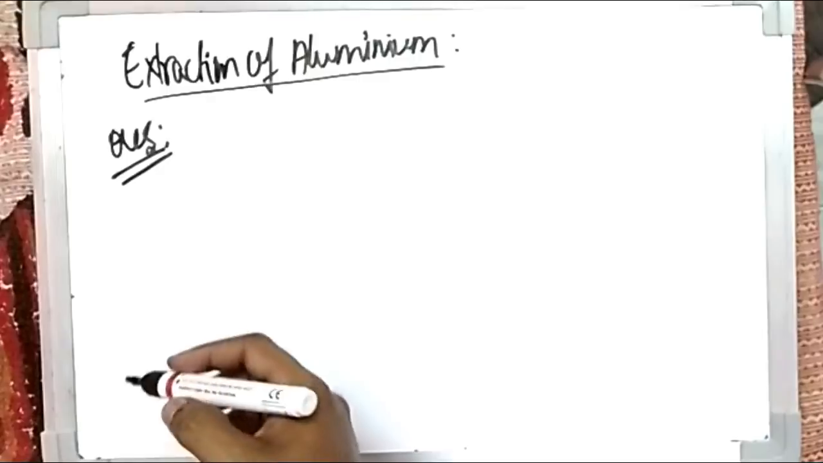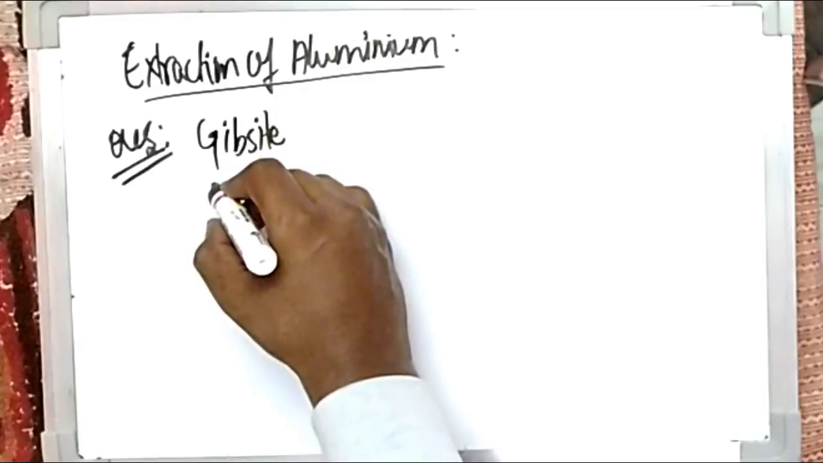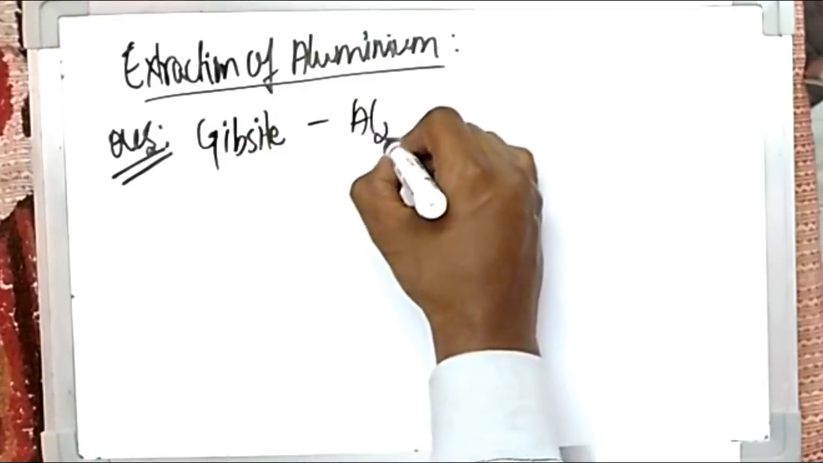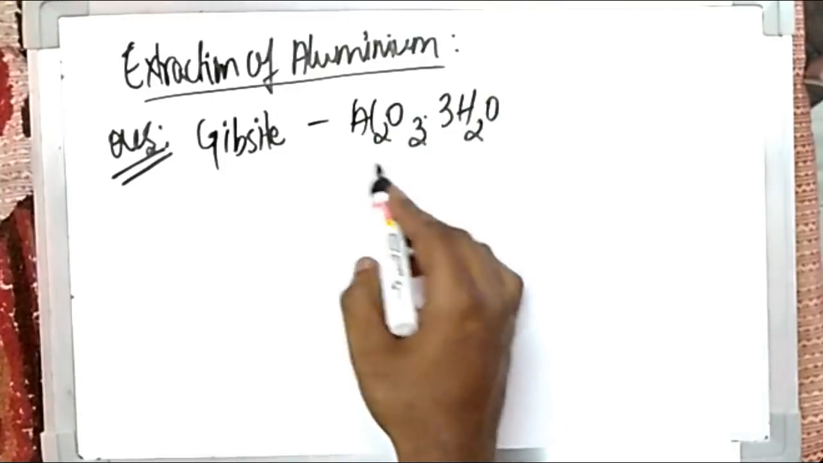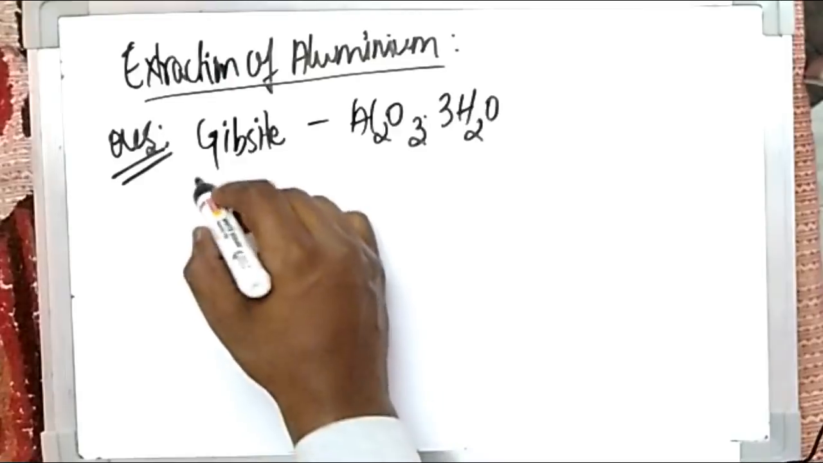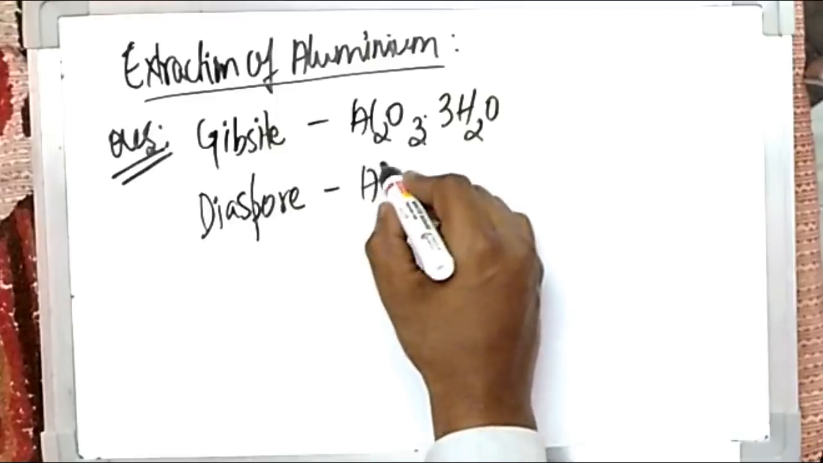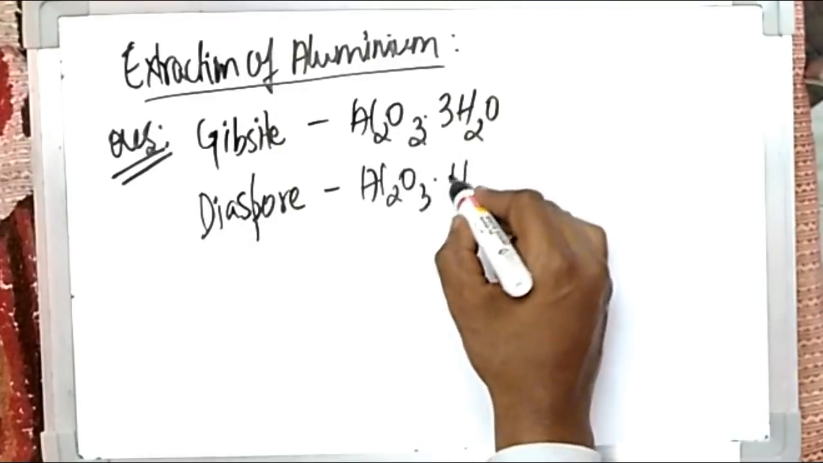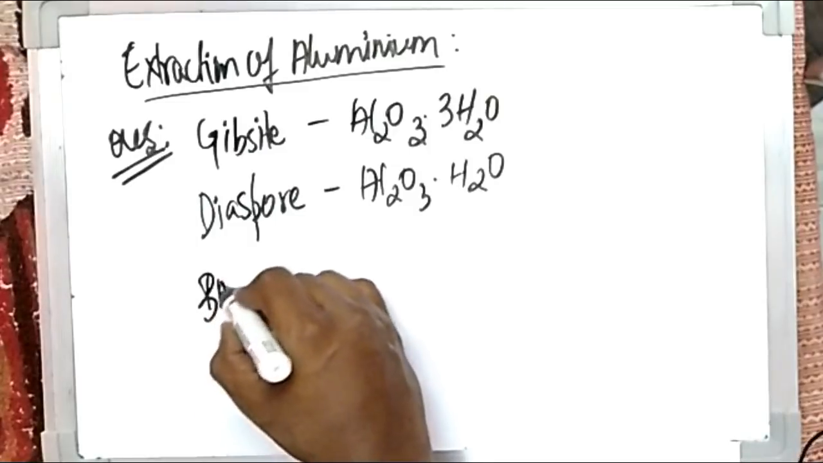The different ores are gibbsite, that is nothing but Al2O3.3H2O. It means trihydrate of alumina is gibbsite, and the other one is diaspore. This is a monohydrate, where only one H2O molecule is present. These are the two different ores, and the most economical ore, that means the ore from which we generally extract, is bauxite.